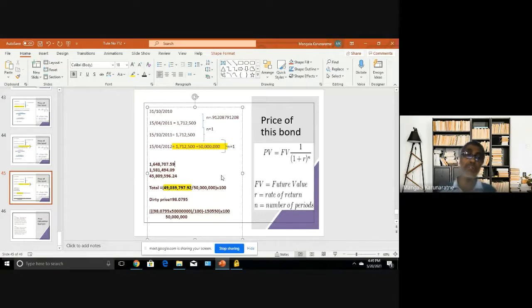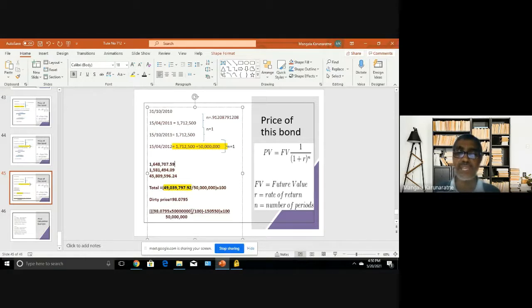So now using that dirty price, we are calculating the clean price. Now how do we calculate the clean price? We need to deduct the accrued interest from the dirty price to arrive at the clean price. That is understood, right? So now we are calculating the dirty price for the entire face value of the bond. So we multiply this 98.0795 by 50 million, because we want to get the full purchase consideration.